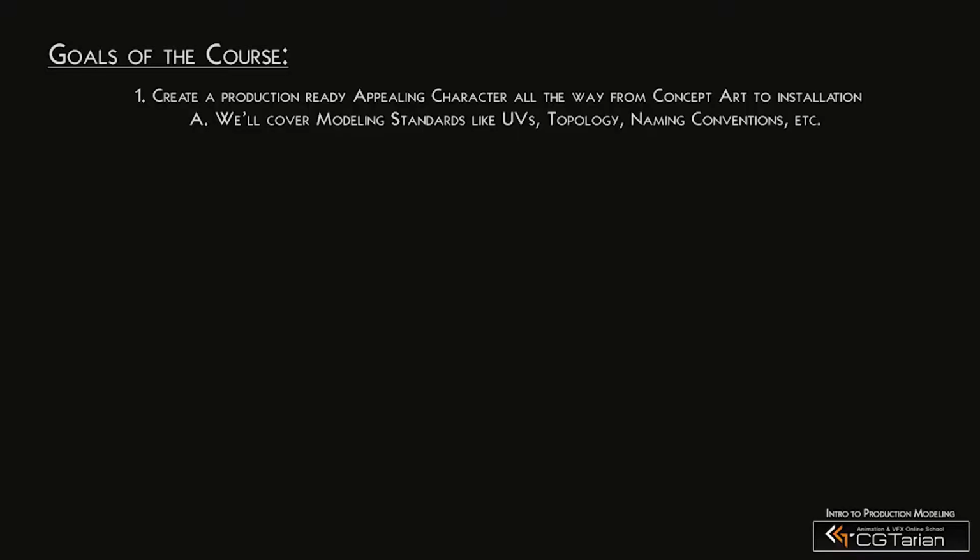So the main goal of this course is for you to create an appealing character model from start to finish that's production ready. And what I mean by production ready is that it has clean topology that animation and rigging can use, it has proper UVs for surfacing or texturing to paint, and it has a proper naming convention.